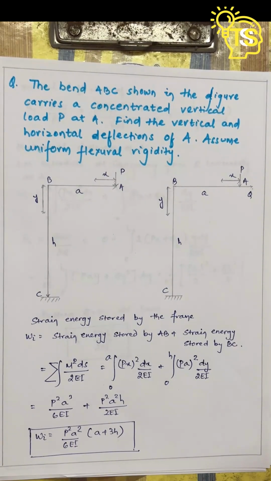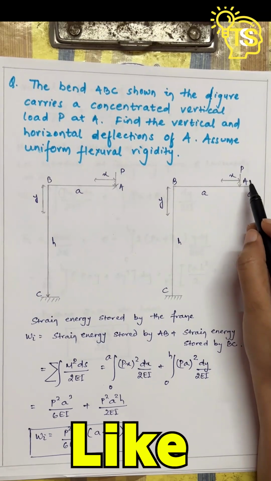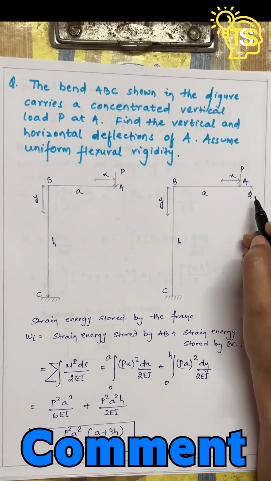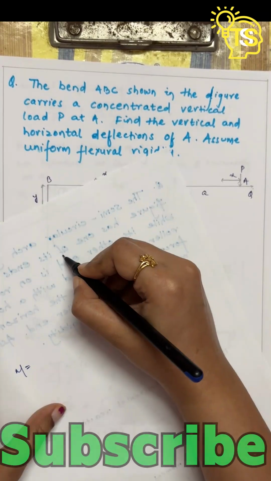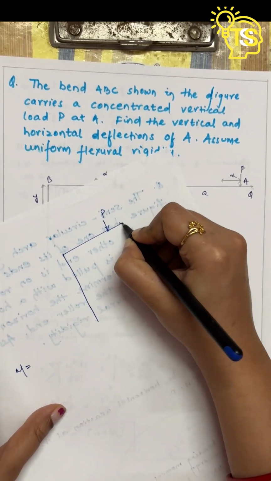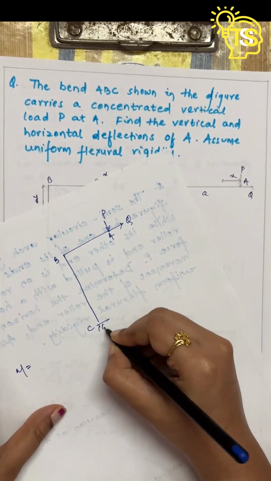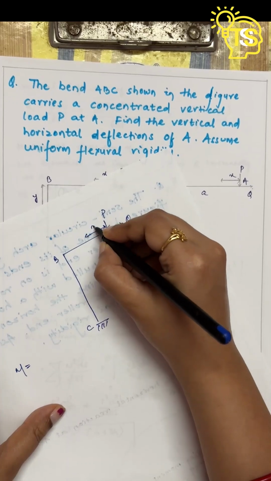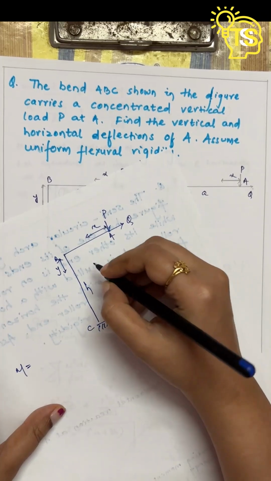Now let's calculate the horizontal deflection. To calculate horizontal deflection, let's introduce a horizontal load Q at point A, and the value of Q is 0. Now let's calculate the moment. This is the structure that is given in the question. Here we introduce the horizontal force, that is Q, at point A, with points A, B and C. Till here the distance we will take is x, here that is y, and the length here is h, and here the length is a.